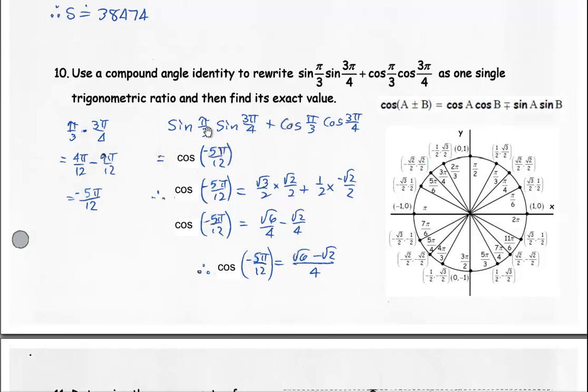And so to write as one trig ratio, it's the cos A minus B one because there's a plus in the middle here. And so we would have to subtract pi over 3 and 3 pi over 4. So get a common denominator. Multiply this by 4 top and bottom, you get 4 pi over 12. And this one by 3, you get 9 pi over 12. And so that subtracts to negative 5 pi over 12. So this would be the same as the cosine of negative 5 pi over 12.